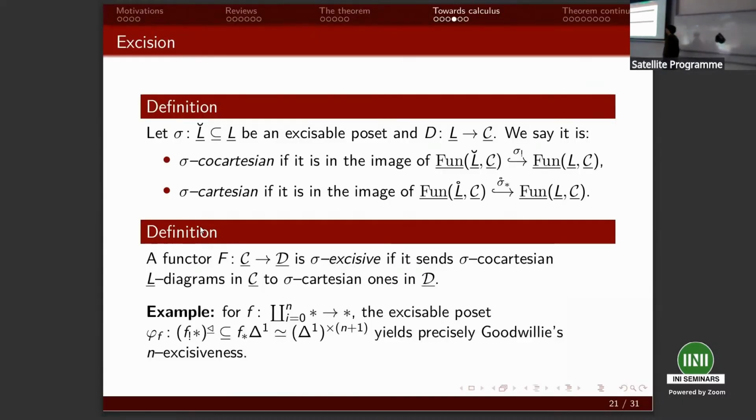And again, specializing to the case where I consider the map from a disjoint union of n plus 1 points going to the point, I plug into this machine, and I look at these phi F things, I get precisely the notion of strongly co-Cartesianness, and so this definition specializes to the notion of n-excisiveness that we've been seeing these past few days.